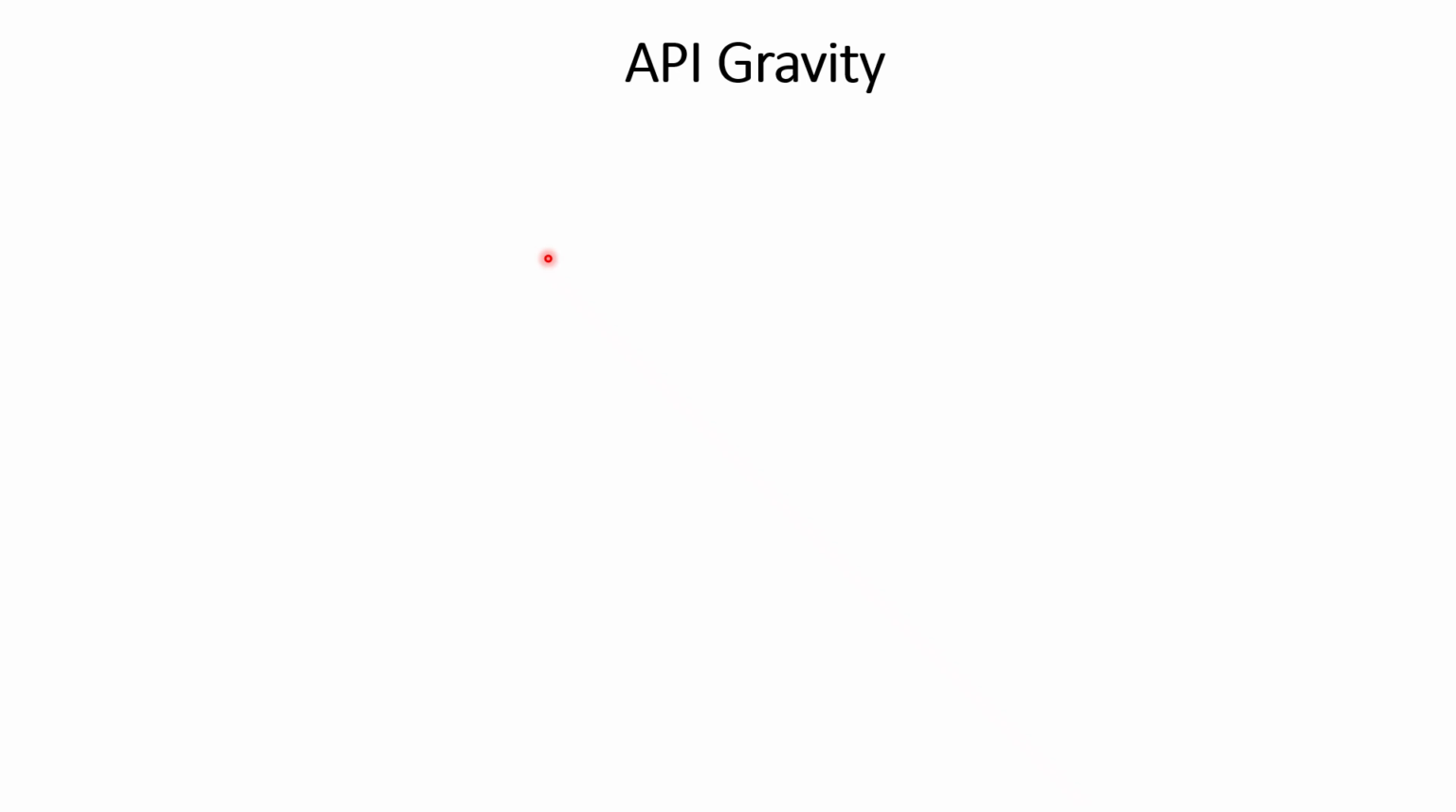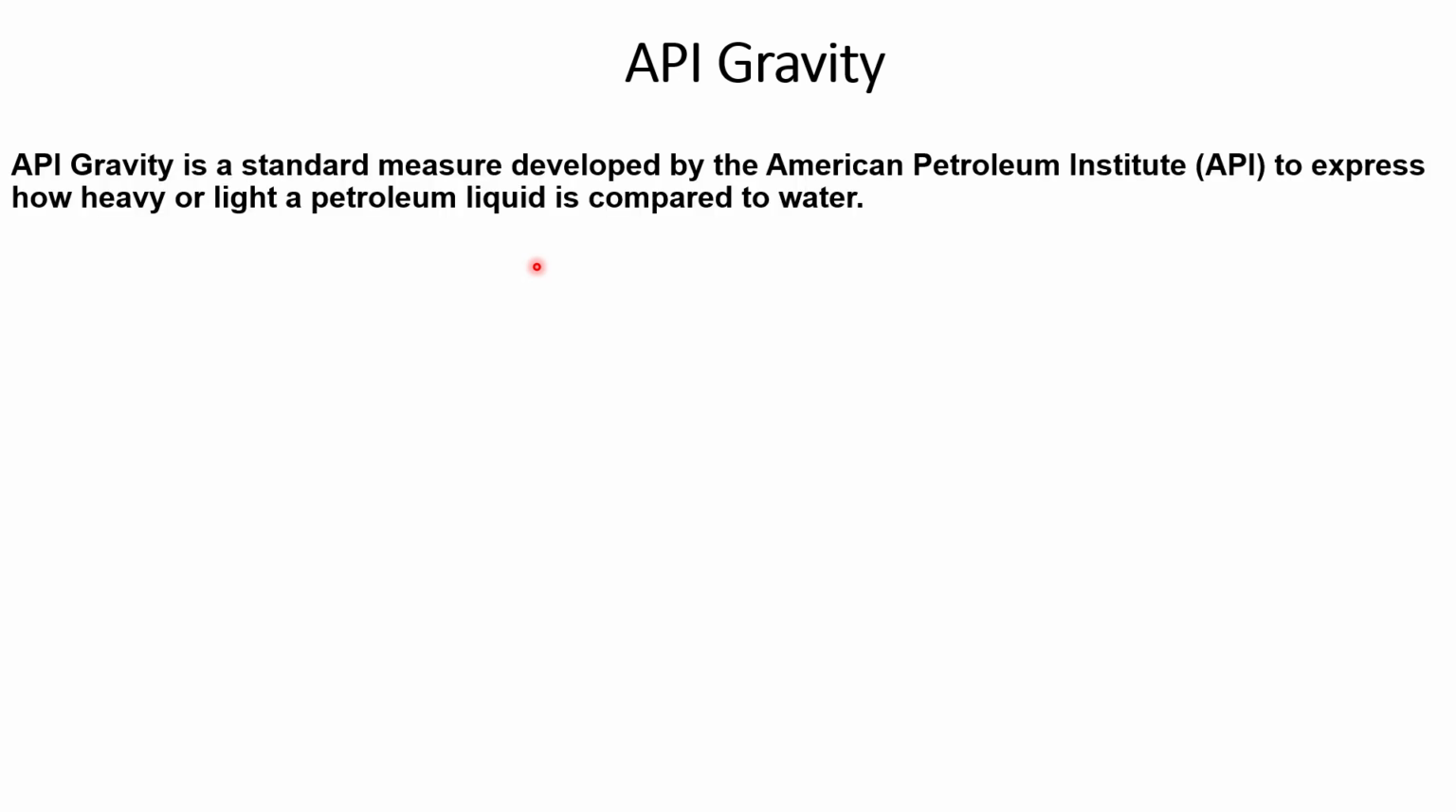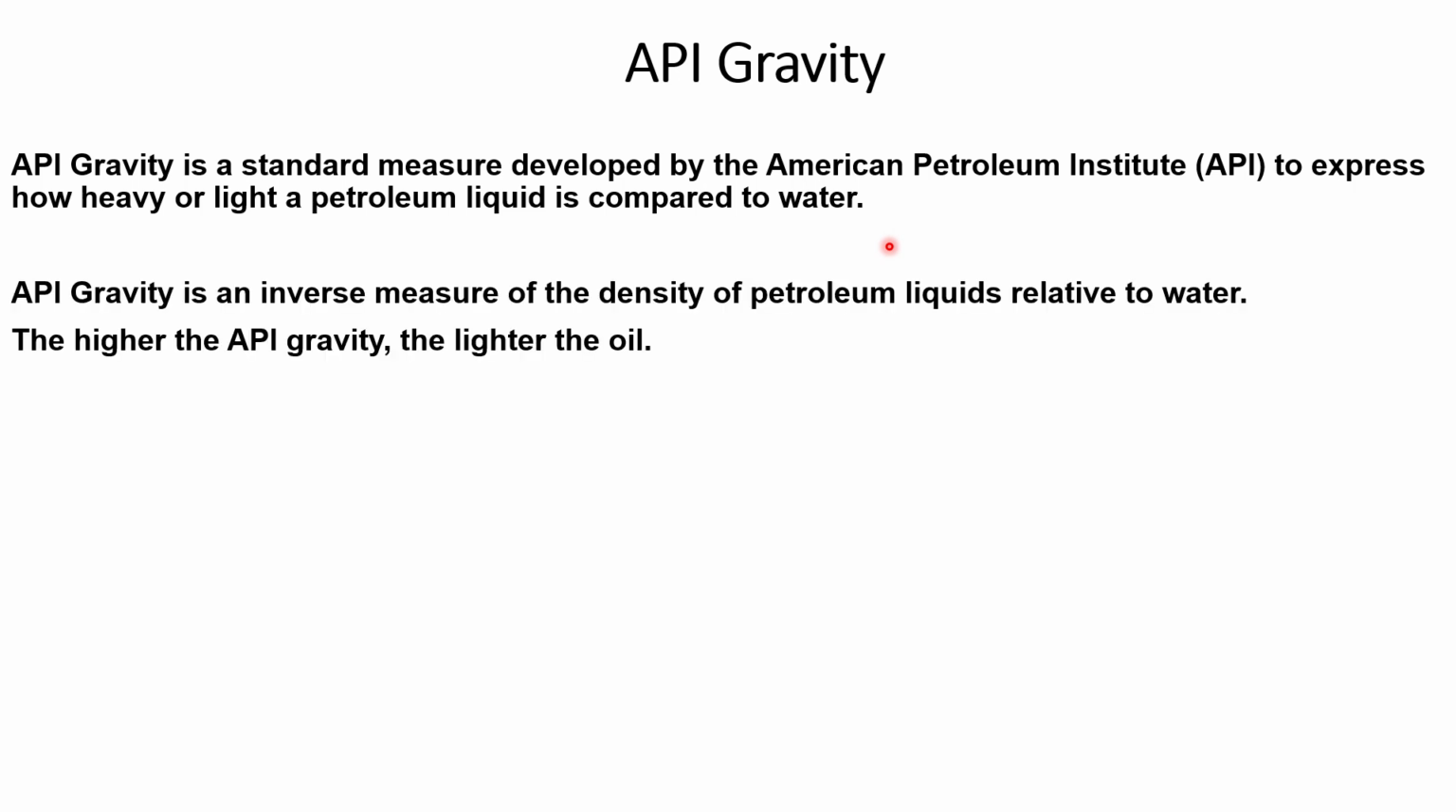Before starting the calculation, let us get some concepts clear. Let us see what API gravity is. API gravity is a standard measure developed by the American Petroleum Institute to express how heavy or light a petroleum liquid is compared to water. It is another way of expressing specific gravity, and they have their own way of expressing it and their own formula.